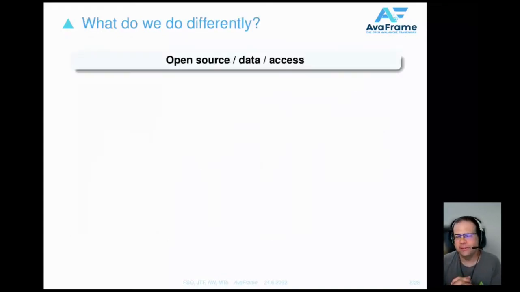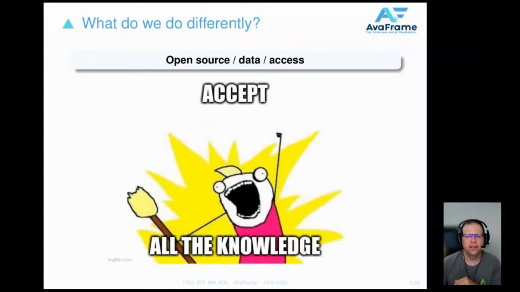So the question is, what do we do differently than all those other models? The first one, and the biggest one, I think, and I'm going to answer that question at the end, is that we're trying to be open source. That includes the data and the access to data as well, and application and so forth. And we kind of want to accept all the knowledge that's out there. But I'll get back to this later on.